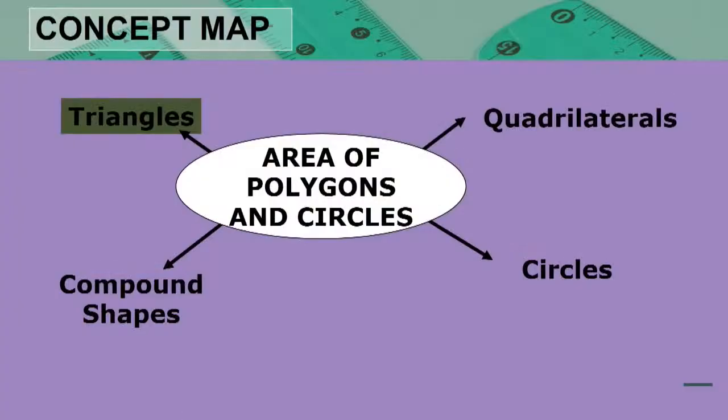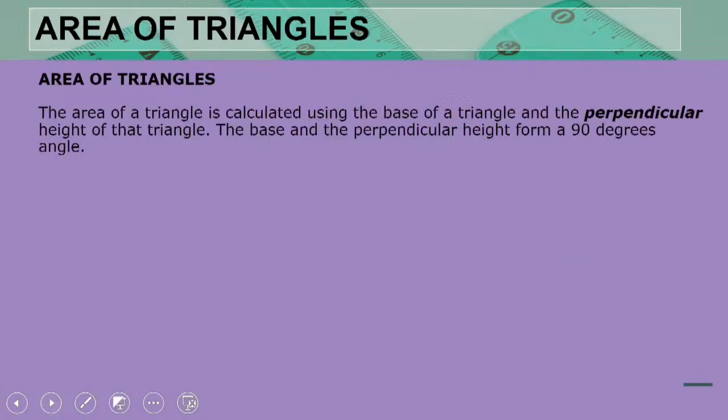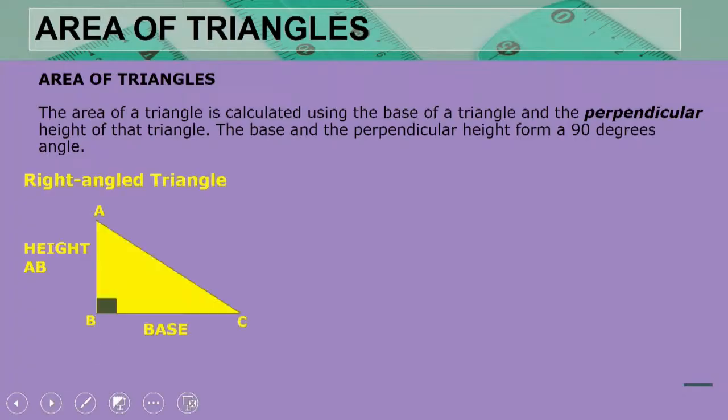So now we are going to be looking at the first concept in our concept map, and that is triangles. Remember, we are working with the area of polygons and circles. So we're firstly going to look at triangles. Now, the area of a triangle is calculated using the base of a triangle and the perpendicular height of that triangle. The base and the perpendicular height form a 90 degrees angle. So we need to make sure we know where the height is.